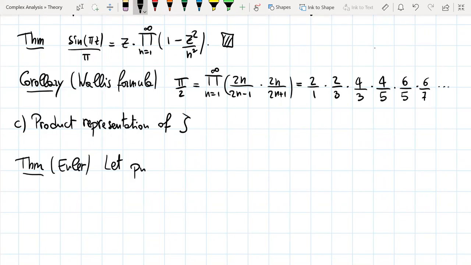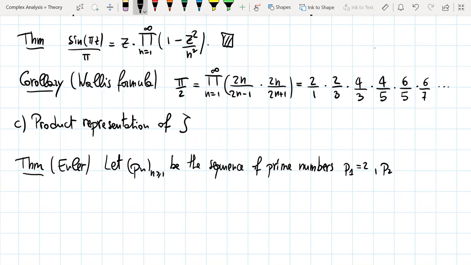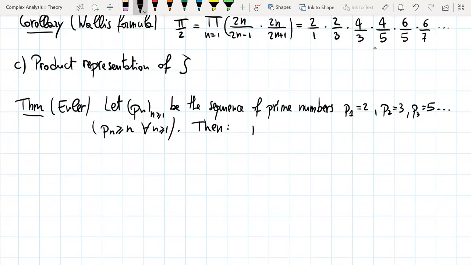which says that if we consider the sequence of prime numbers, which we take in increasing order, so this means that the first prime number p1 is 2, the second prime number is 3, third is 5, and so on. So in particular, you see that pn is bigger or equal than n for all n bigger or equal than 1. So if you consider this sequence, then you have the following formula, that 1 over the zeta function in z is equal to the infinite product, n from 1 to infinity, of the functions 1 minus 1 over pn to the z.